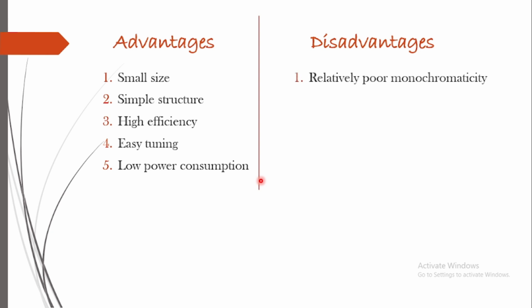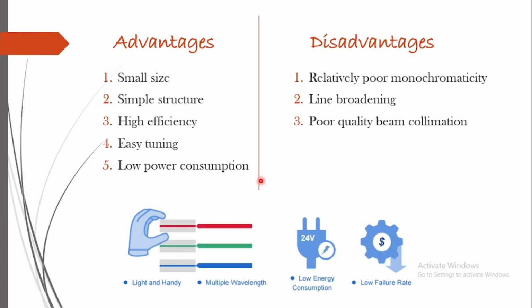Moving to the disadvantages. So here there is a relatively poor monochromaticity because the transitions are between the bands and not sharp atomic levels. That is the reason for that. And also there will be line broadening taking place, due to which we can say there is a poor quality of beam collimation. So in general we can understand there are some disadvantages, but the advantages are more over it. However, to reduce the disadvantages, some steps also can be taken which are going to improve the quality of semiconductor lasers.